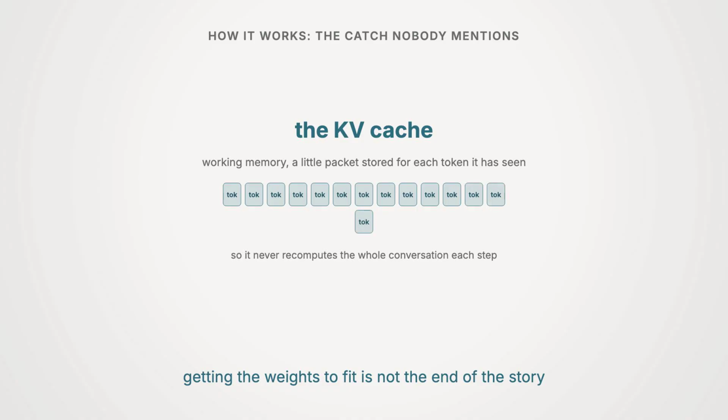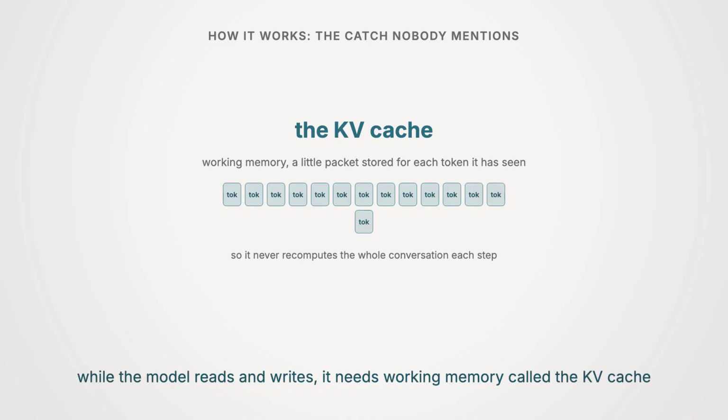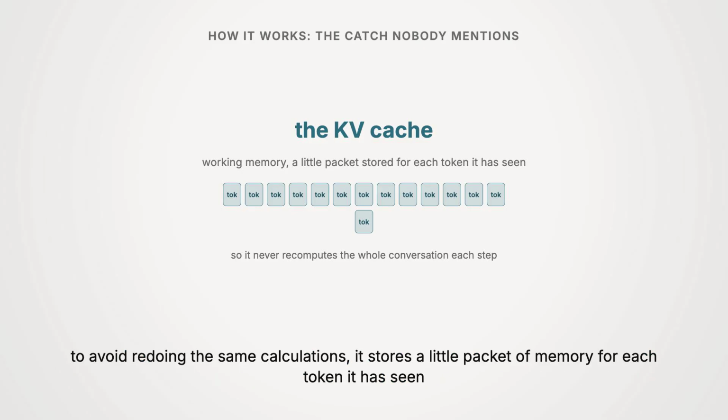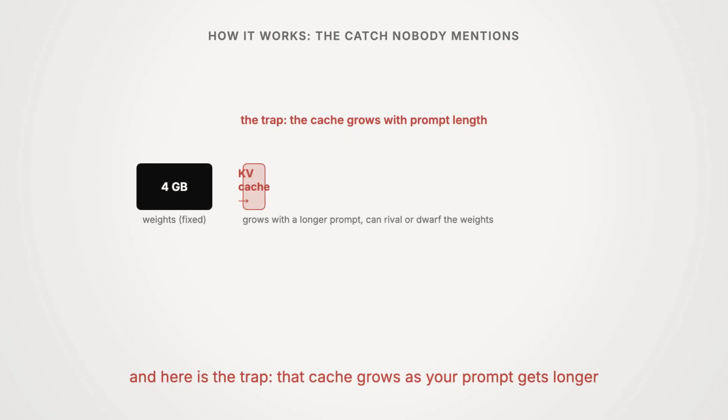While the model reads and writes, it needs working memory called the KV cache. To avoid redoing the same calculations on every word, it stores a little packet of memory for each token it has seen, across the whole conversation. And here is the trap. That cache grows as your prompt gets longer.